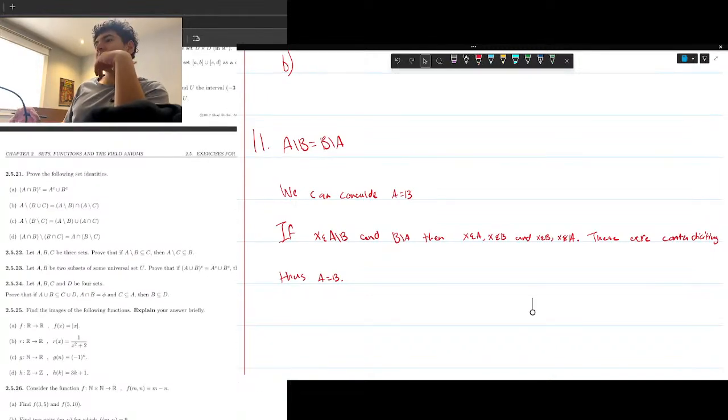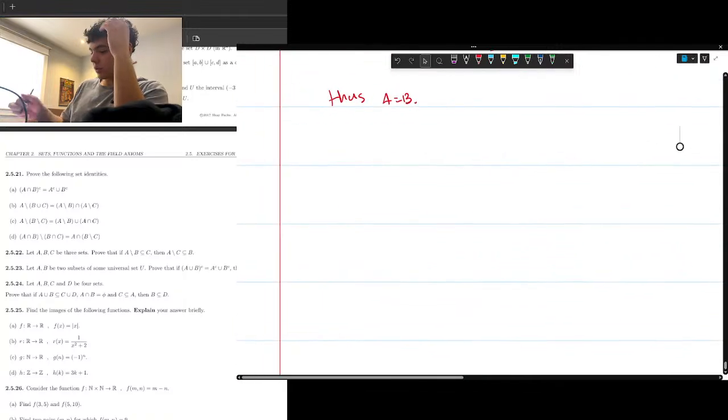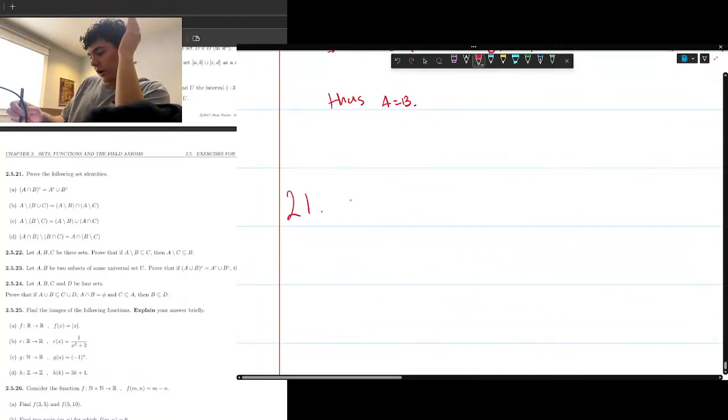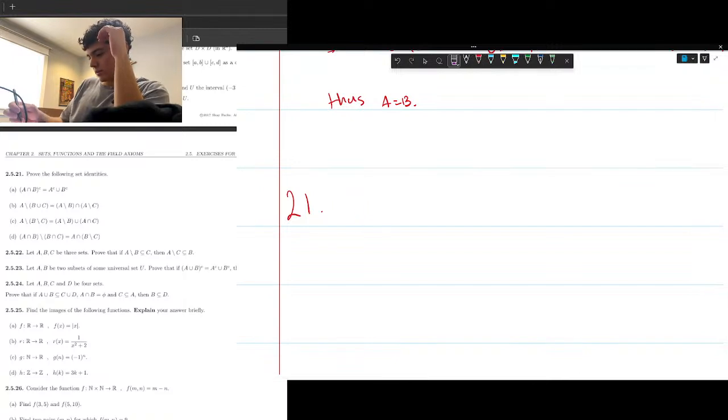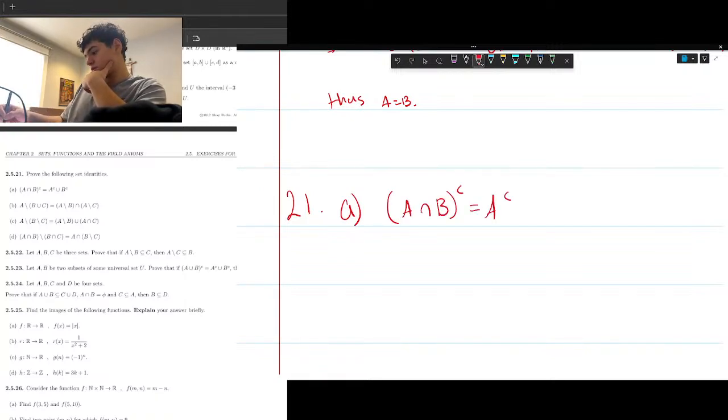Prove the following set identities. 21. We're going to do this entire question together. And we'll take a little bit of a break, and we'll get back to this later. Okay.